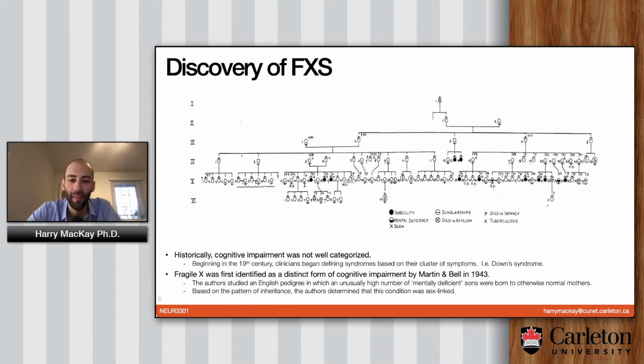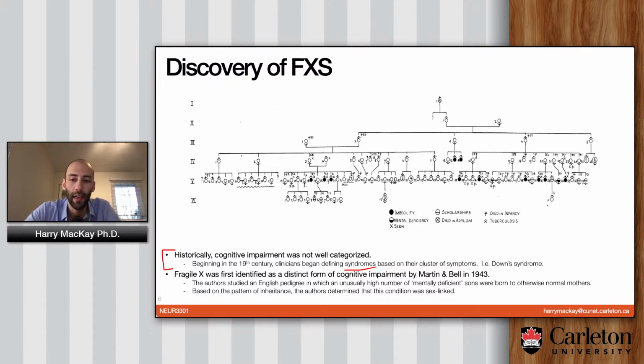Now, you might think, if you were a doctor in the 19th century, you would probably see a lot of people coming through with different kinds of cognitive impairment and motor problems and different kinds of disturbances all around. It wasn't really until people started looking at pedigrees and trying to understand things in the context of inheritance that we could really start to categorize the different forms of cognitive impairment. Historically, it was not terribly well categorized, and it was in the 19th century that clinicians started to really define symptoms into syndromes based on a cluster of symptoms. Syndrome just means when symptoms occur together.